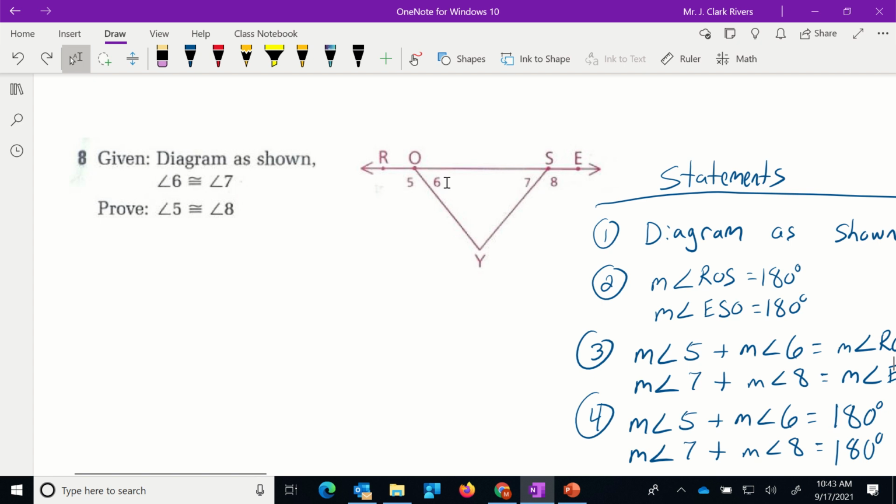Angles that have congruent supplements, angles 5 and 8, that have congruent supplements, 6 is congruent to 7, are congruent. So 5 must be congruent to 8. I'll say that one more time. Angles 5 and 8 that have congruent supplements, 6 is congruent to 7, are congruent. Therefore, 5 is congruent to 8. And that's what we're trying to prove here.